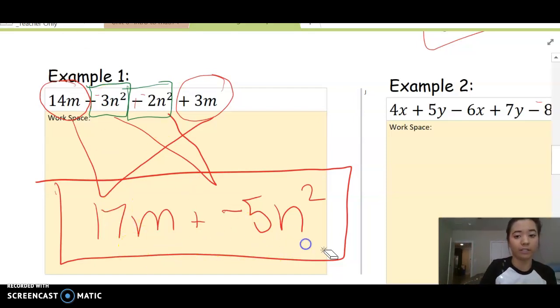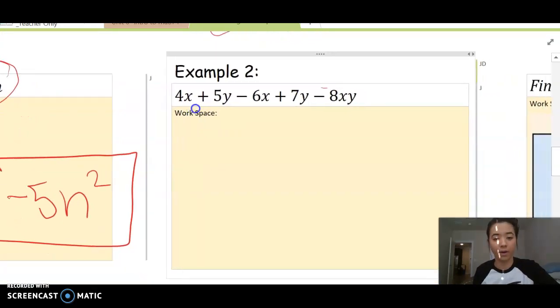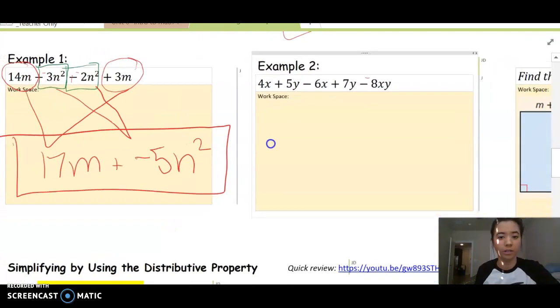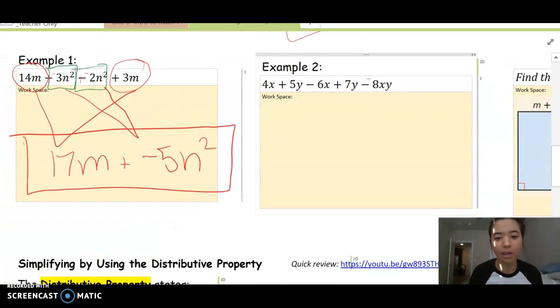All right. Let's go ahead and do this one. Go ahead and pause me, and I want you to try doing this one when I say go. So remember to keep, change, change, or change subtraction to addition. Remember to draw shapes around your like terms, and then combine them. Include the signs when you draw your shapes. Okay, go ahead and try and pause me.